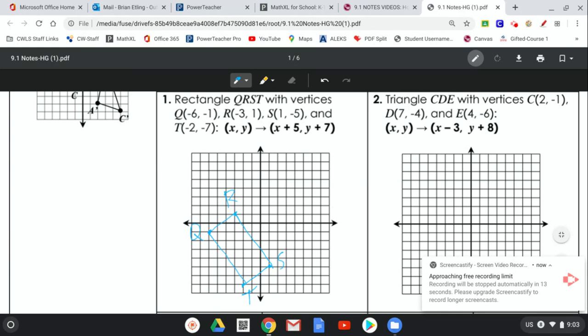So for this, we have our translation rule. It's x plus 5 and y plus 7. For this, the video is going to end here, so we'll start this one on the next video.